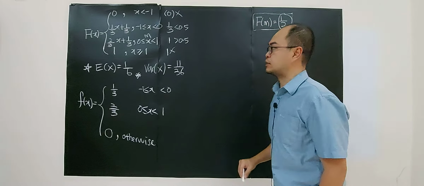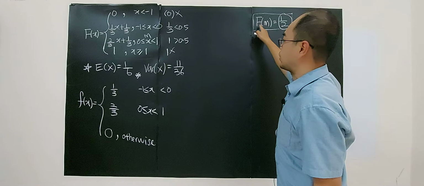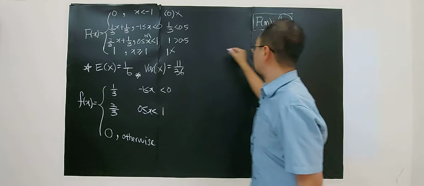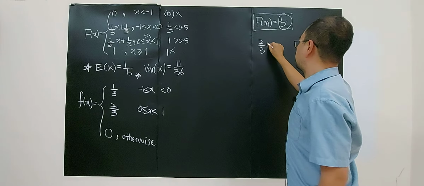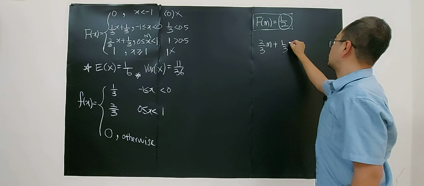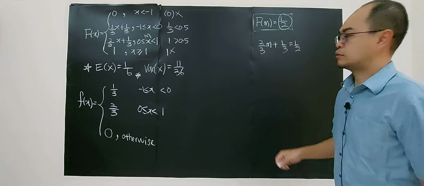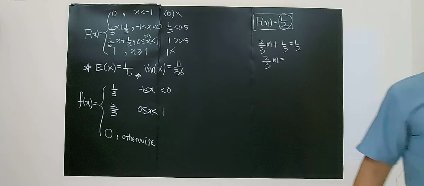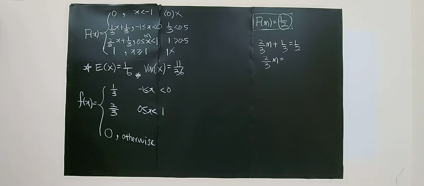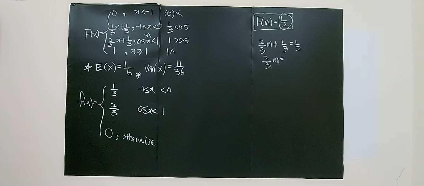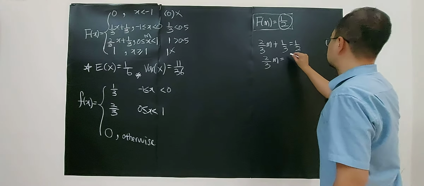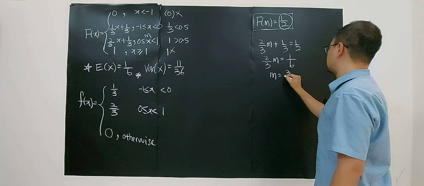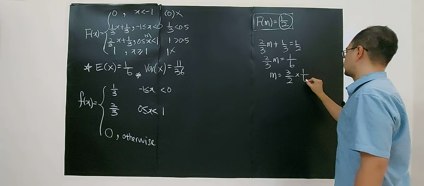So very easy. The median, you have to substitute into the correct cumulative distribution function. So now you substitute inside here: 2 over 3 m plus 1 over 3 equals 1 over 2. As simple as that. So 2 over 3 m equals 1 over 2 minus 1 over 3. You are getting the value of 1 over 6, and later on m will be 3 over 2 of the 1 over 6 here.